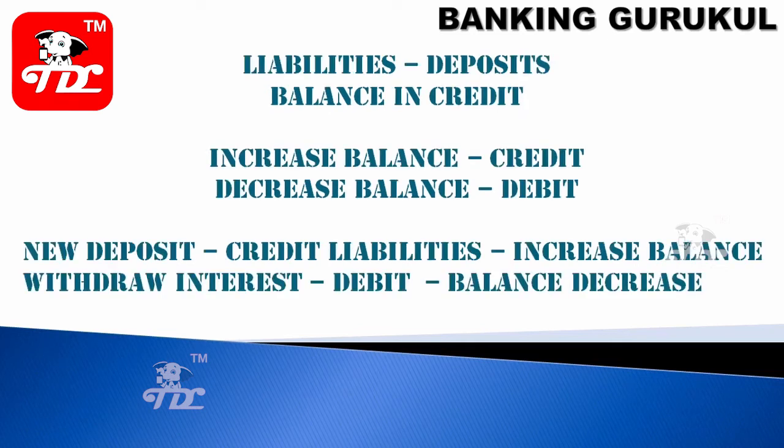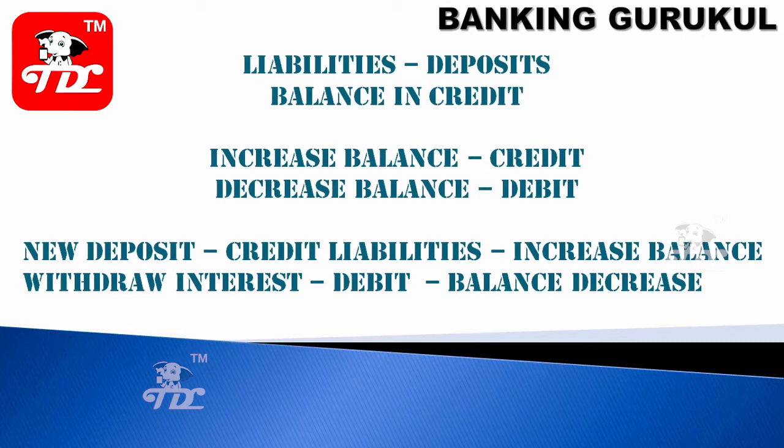When it comes to liabilities, it is totally reverse. When you credit liabilities, the balance will be increased. If you debit the liabilities, the balance will be decreased. So asset and liability are reverse. Same thing, expenses and income are reverse.